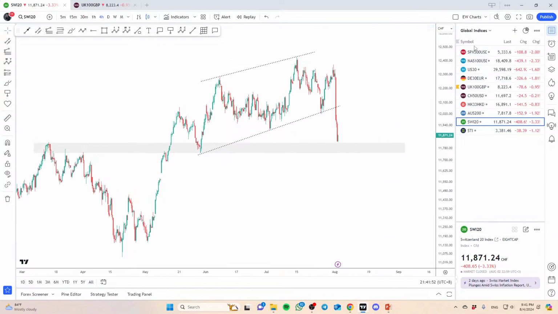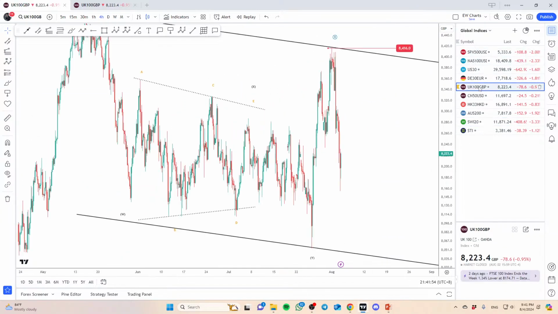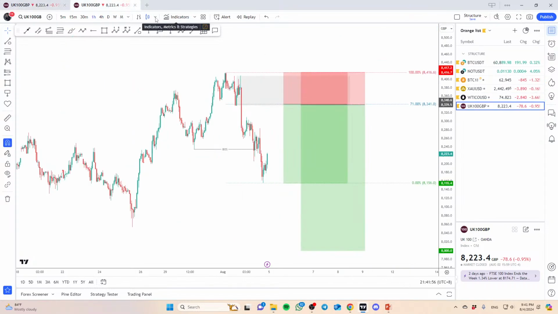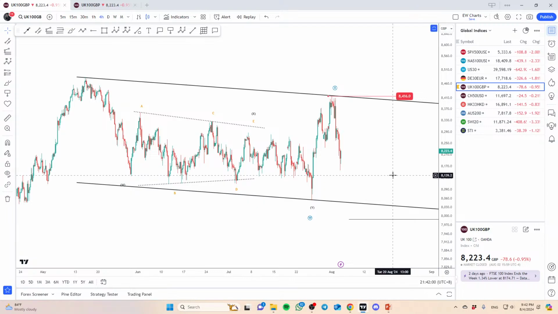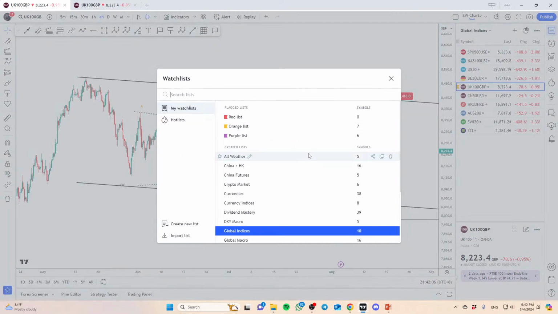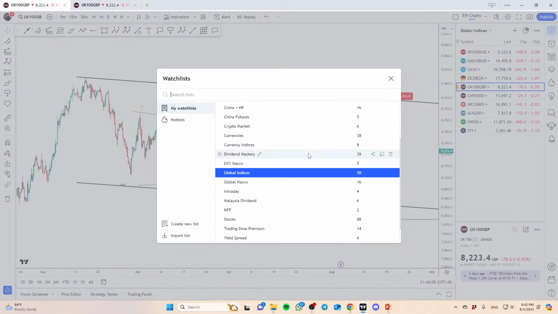So among the global indices, I would say my confidence on the FTSE is the best. I think the overall structure and the setup coming into it is the clearest of all. Okay, so FTSE would probably be the nicest index to be focusing on next week.